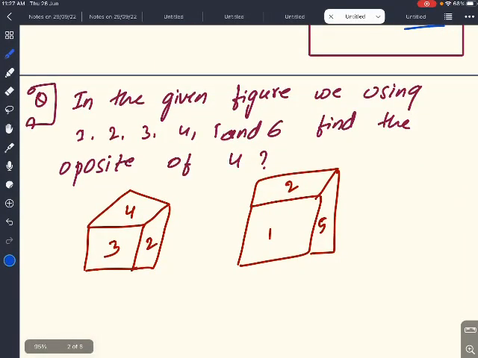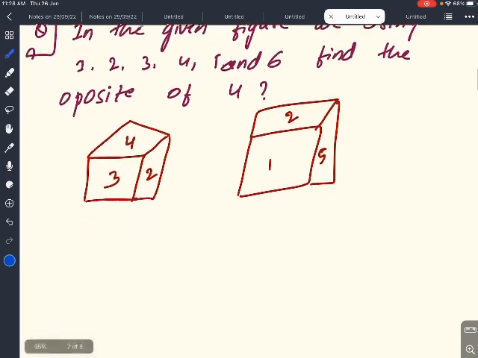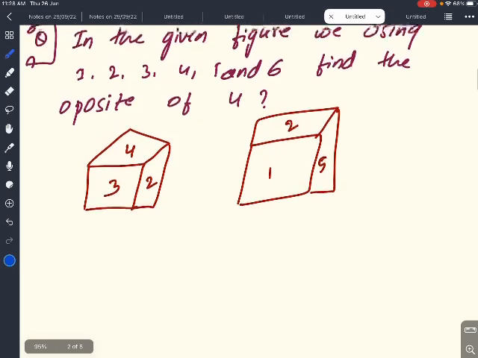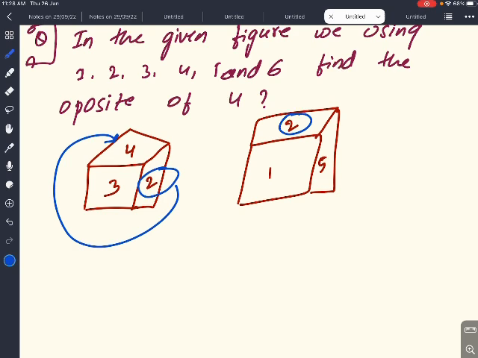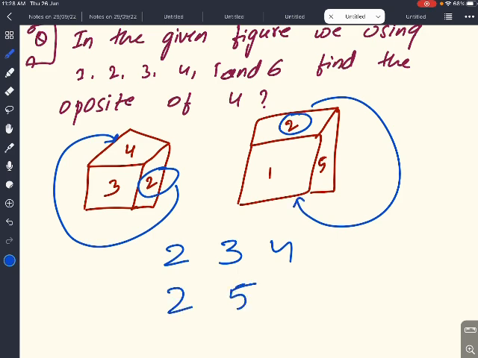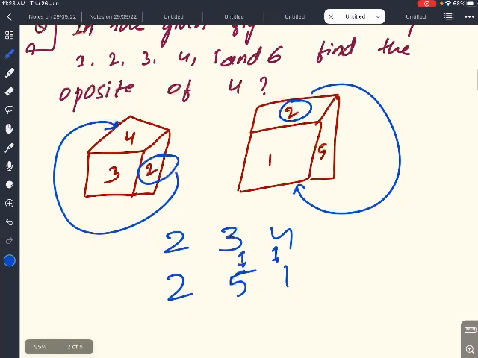I have given you a question here. In the given figure we are using 1, 2, 3, 4, 5 and 6. Find the opposite of 4. Pause the video and find the answer. Find the one number that is common. Here 2 is common, here also 2 is common. Go in the clockwise direction. Write down 2, 3, 4. Then clockwise 2, 5, 1. 4 is opposite to 1, 3 is opposite to 5, and 2 is opposite to the remaining number, 6. What is the question? 4's opposite is 1.